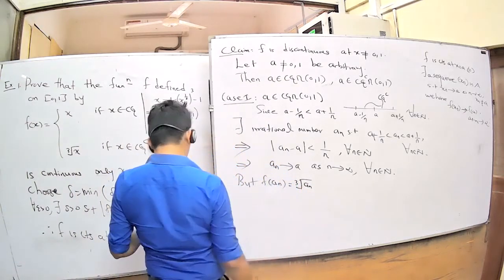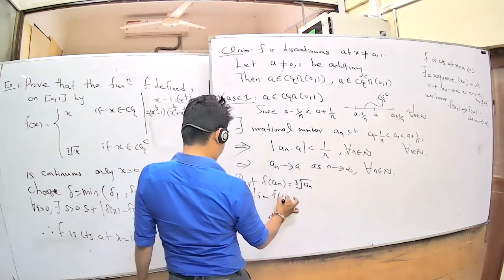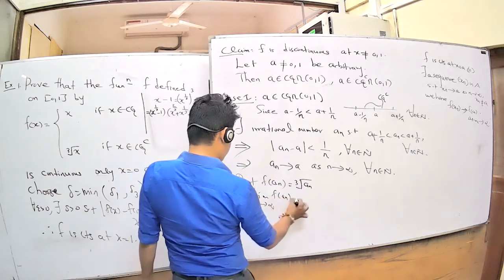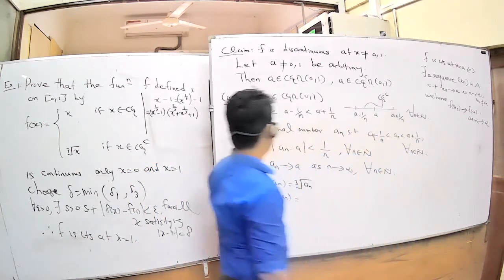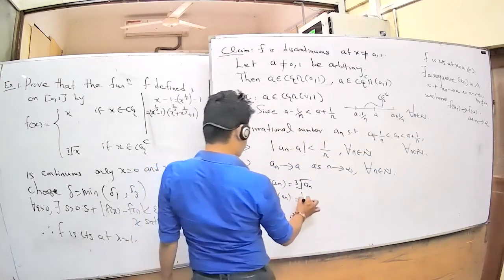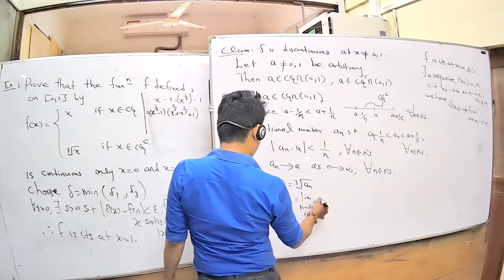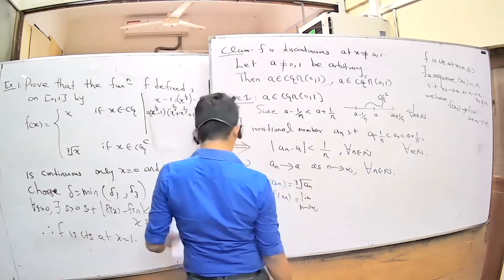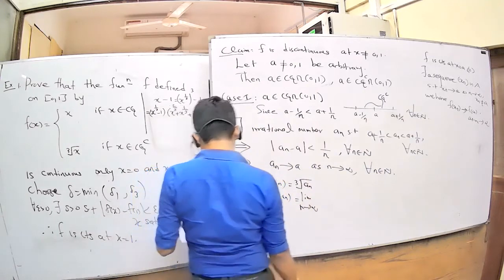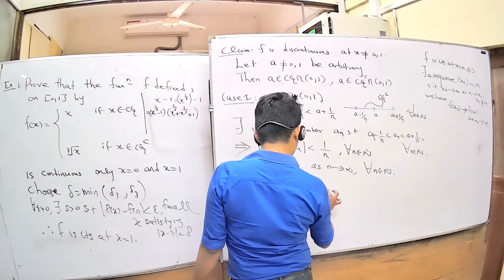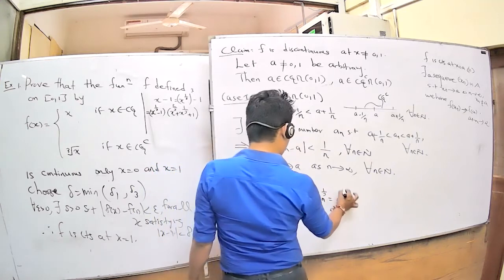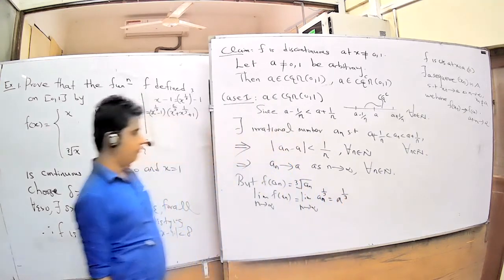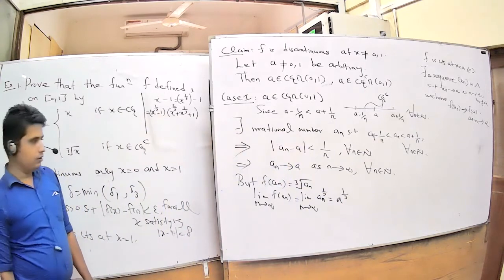Now you take the limit for this one: f of a_n as n tends to infinity. Suppose f is continuous, this means this value is equal to f of a. What is your f of a? This is the limit as n tends to infinity of the square root of a_n to the power 1/3. You already know that a_n tends to a, therefore this value is a to the power 1/3.